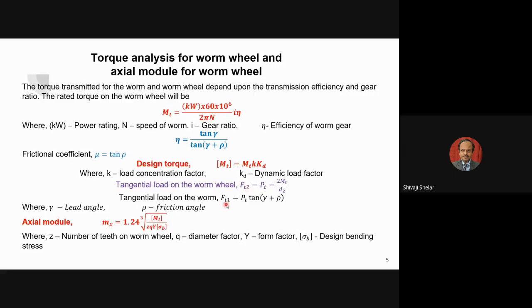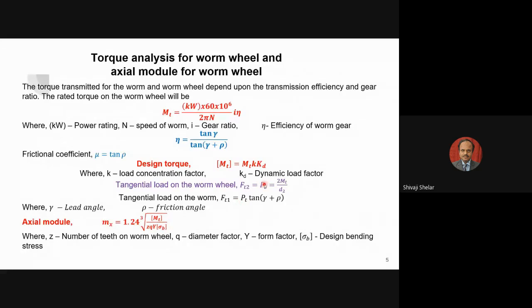That is the tangential load on the first element, and the tangential load on the second element. The first element is the worm and the second element is the worm wheel. They are never equal. That is the distinction in the worm wheel drive. FT1 and FT2 are the same for bevel, spur, and helical gears. But in the case of worm and worm wheel, FT1 and FT2 are always different.